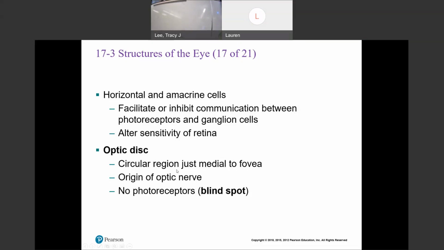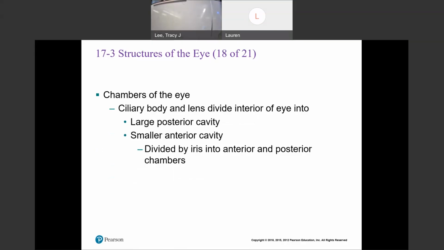Optic disc, we talked about. Everybody good with the optic disc? Chambers of the eye, we talked about. Everybody good with the chambers?